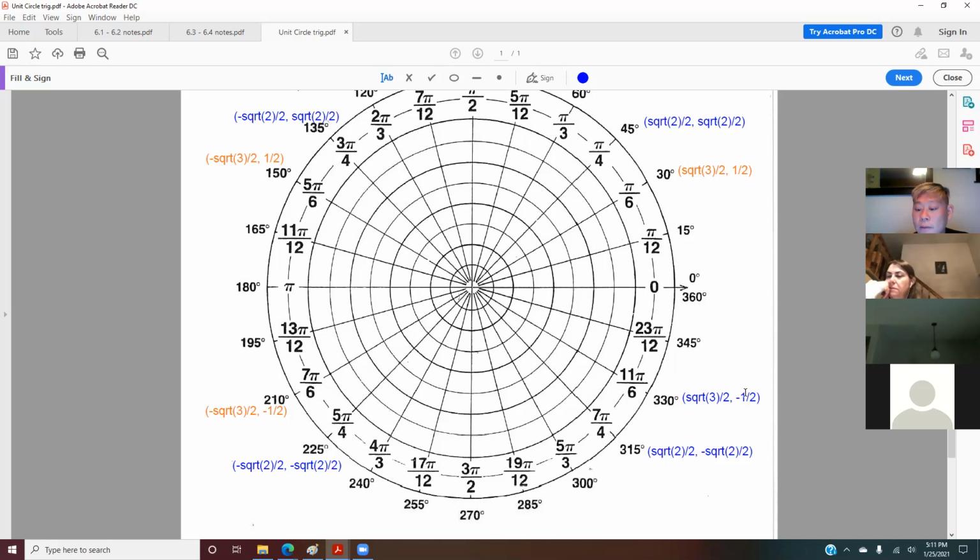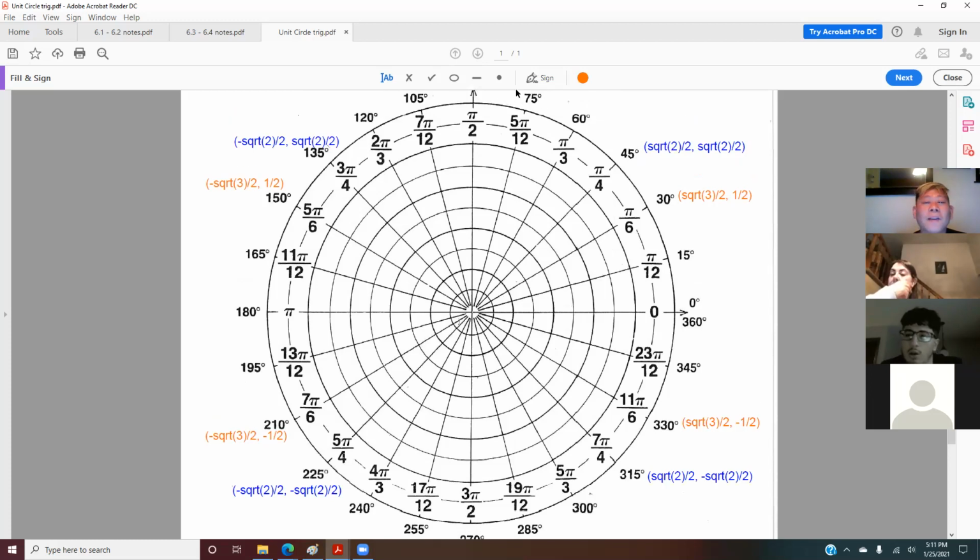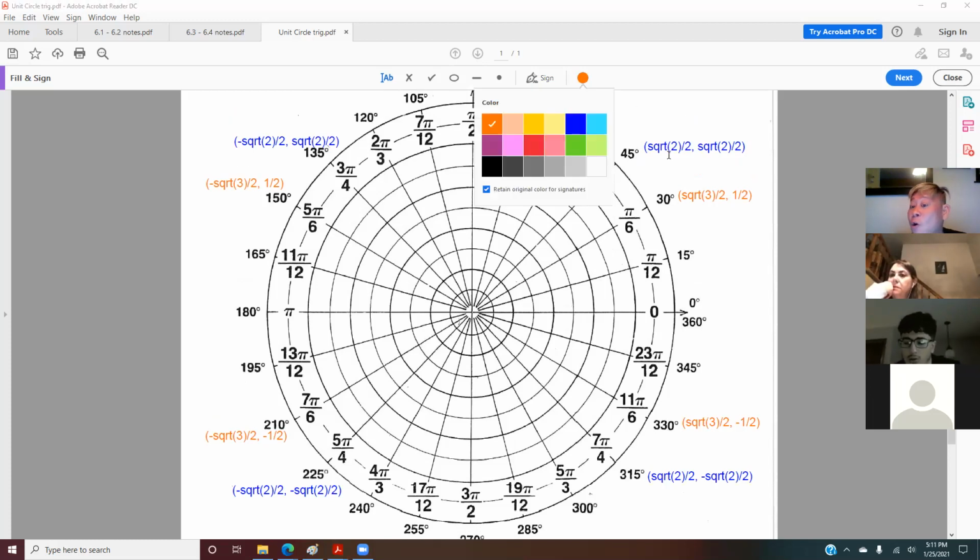You guys all right here? Put this in orange because that belongs to orange. Any questions so far with this? Yeah, and like what exactly are those? I will show it to you later on. Those are coordinates, x and y.